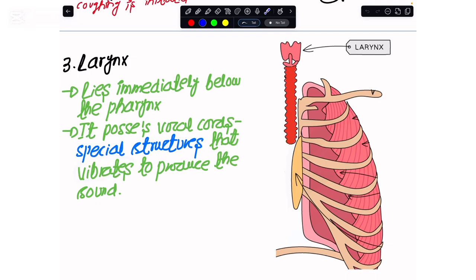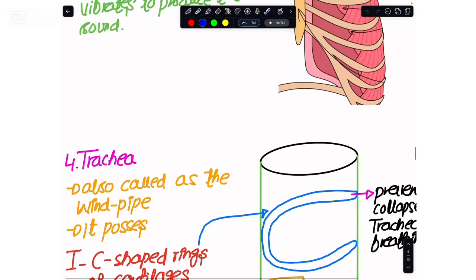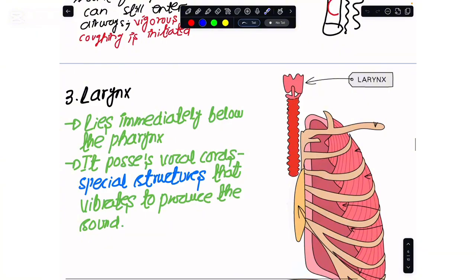And when they vibrate, they help produce the sound that we produce while we are speaking, shouting, or having an argument with someone. If there was no larynx, we would not be able to produce any sound. Now, moving onward, below the larynx comes the trachea.